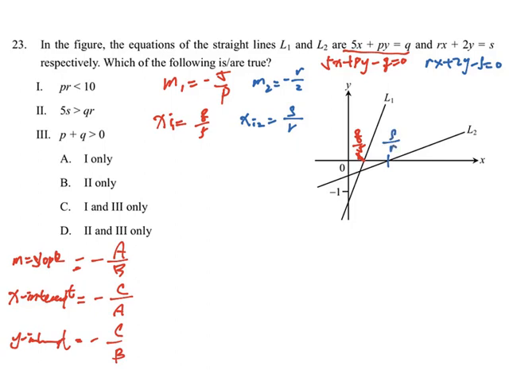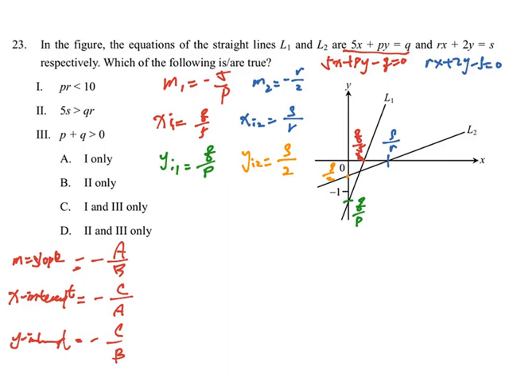And then for the y-intercept of line 1, it is negative c over p, so q over p. And then this one, q over p. And then lastly, the y-intercept for line 2, c over p is s over 2. Negative becomes positive, so positive s over 2. So we have this information.